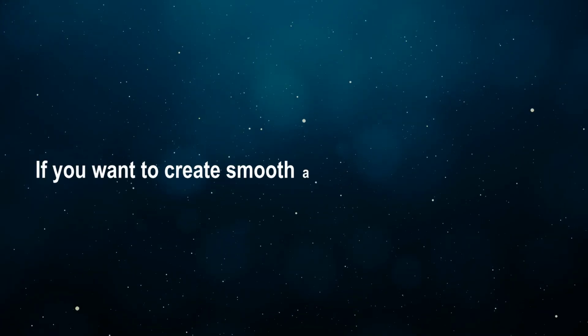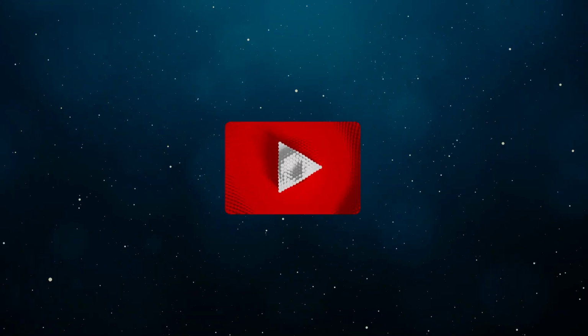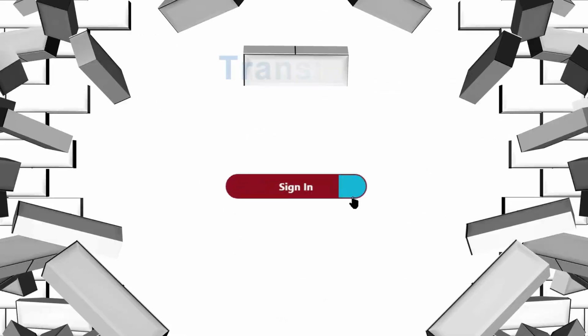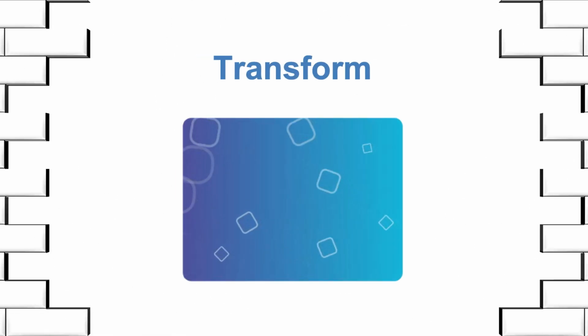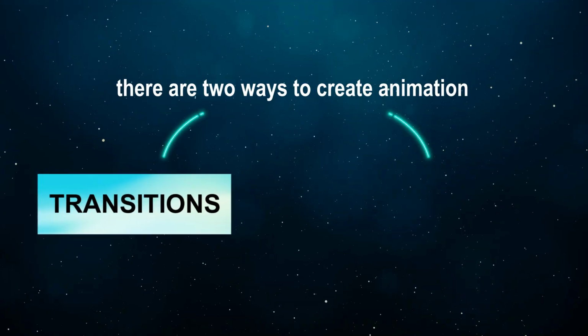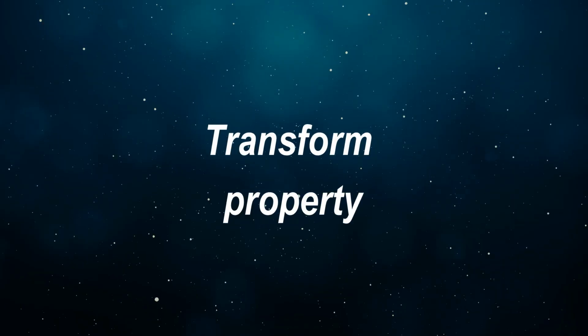If you want to create smooth animations using pure CSS, in this video, I will teach you CSS Animations, Transition, Transform, and Keyframes, and at the end, we will build this mini project. But there are two main ways to create animation in CSS: transitions and animations. Let's start with the Transform property.